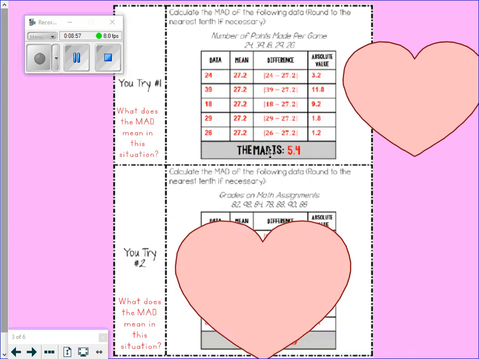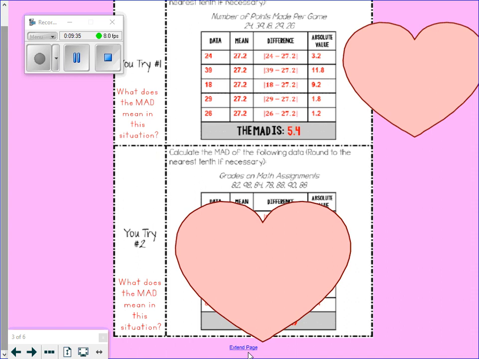Number 1, the mean absolute deviation is 5.4. This is referring to number of points made per game. What does the MAD, the mean absolute deviation, mean in this situation? What you got? The number of points made in each game varies by approximately 5.4 from the mean number. Compared to the mean. Yeah. So the distance is 5.4 from the mean. So average points per game, right? Questions, clarify. Do we all get 5.4? Yes. Okay.